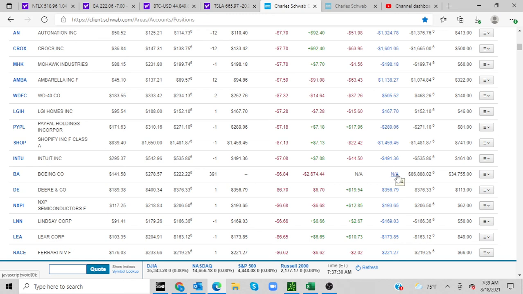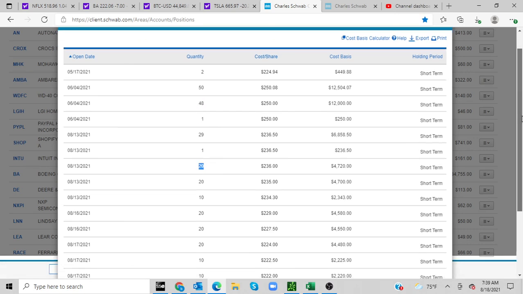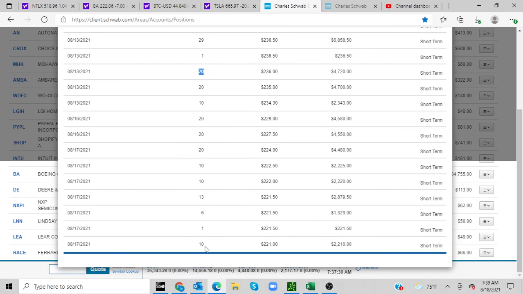We open up this, which shows me an A right now, but it doesn't matter. You don't want to do this. You don't want to buy 50 shares of this particular stock at this price. Not even 48, not even 29, not even 20. You know what you want to do? You want to buy 10 shares at a time if you have the size of the portfolio that I have.